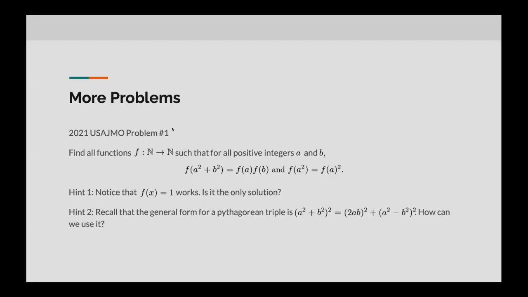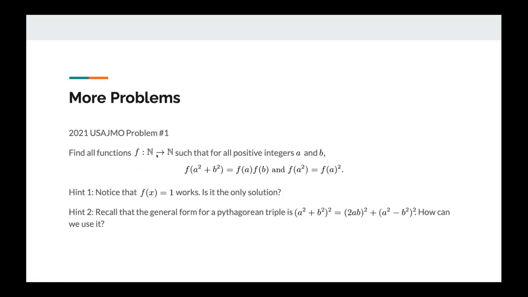Yeah. This problem appeared on this year's USA JMO, and it was problem number 1. So, find all functions f. Notice that this time it is from natural numbers to natural numbers, not from reals to reals. So that might change. And natural numbers is basically positive integers, so 1, 2, 3, dot, dot, dot to infinity. So those are the natural numbers.